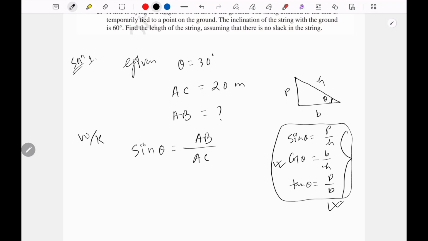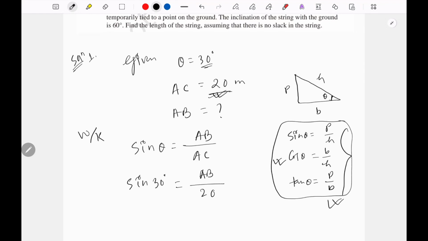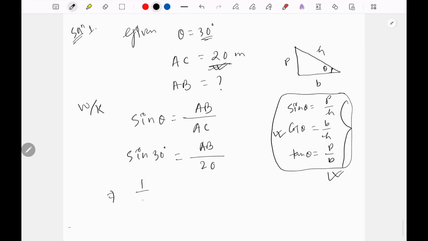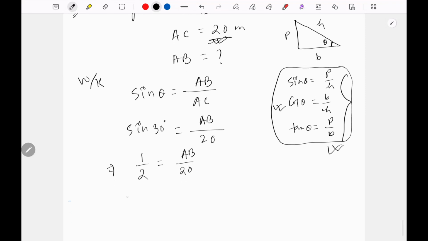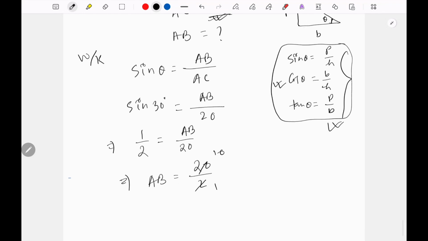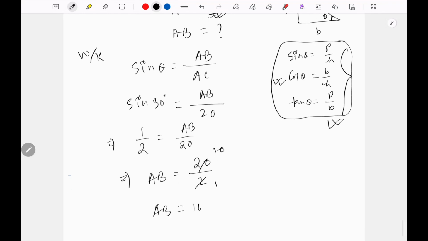So we have the value of AC, and theta is 30 degree. So here put sine of 30 degree, and we have to find the value of AB. So write AB as it is, and then the value of AC is 20 meter. So it is given here, and sine 30 degree is, we know, 1 by 2. So AB divided by 20. So from here we can write AB equals 20 divided by 2, 2 tens are 20. So AB will be 10 meter.